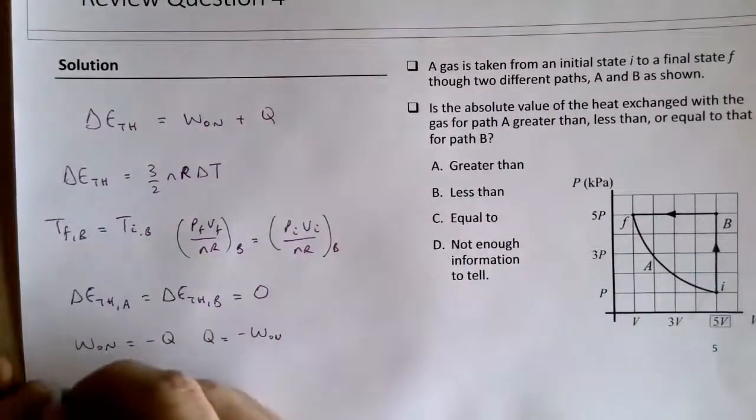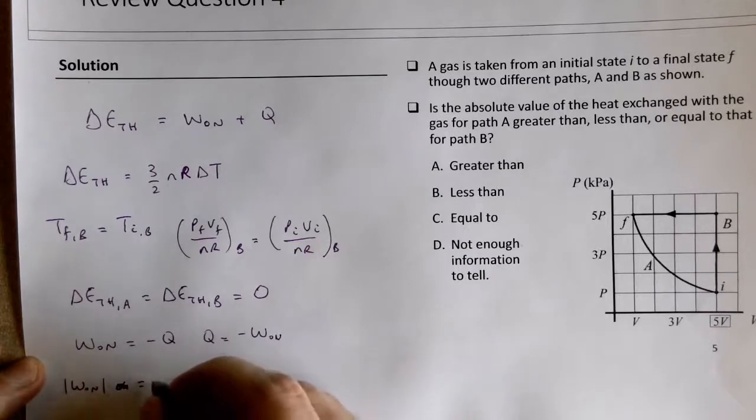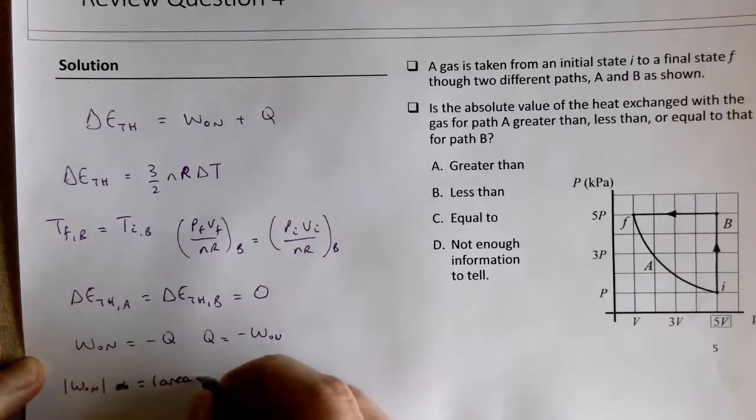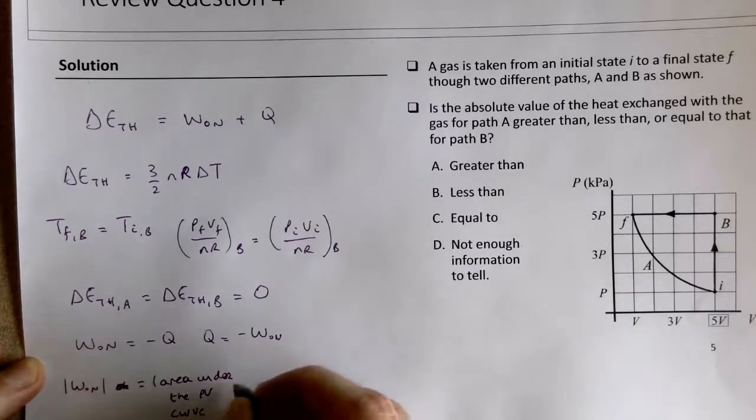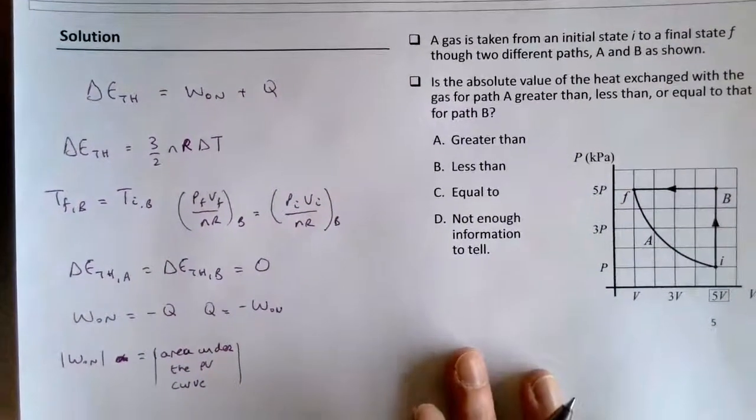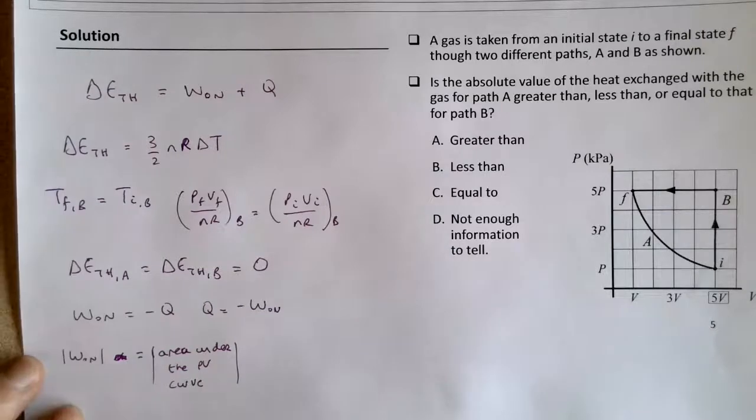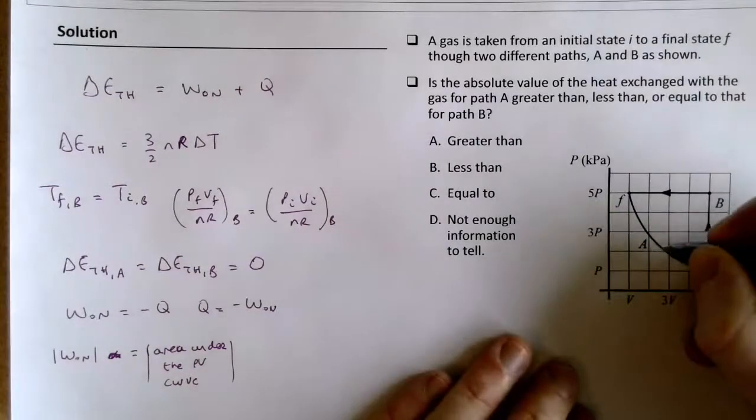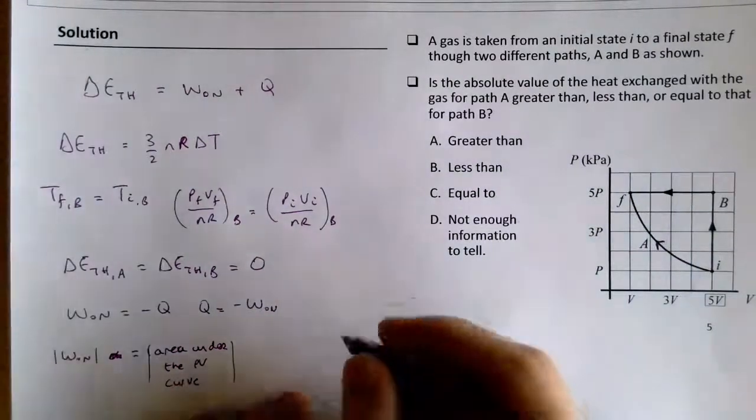Now the work, we can figure that out from the area underneath the curve. So the work on is, in a sense, actually not just proportional, it's technically equal to the negative of the area under the PV curve. But since we're comparing absolute values, I just need to compare areas here. So in both cases they are compressive processes.